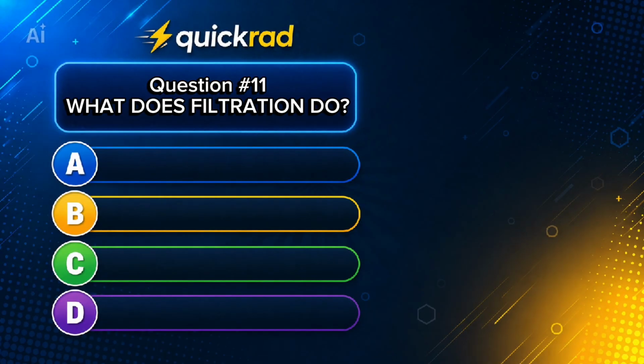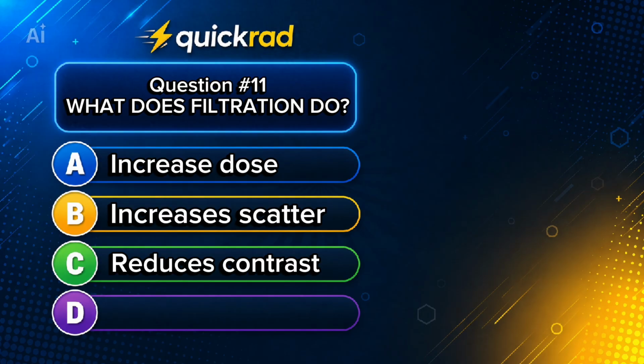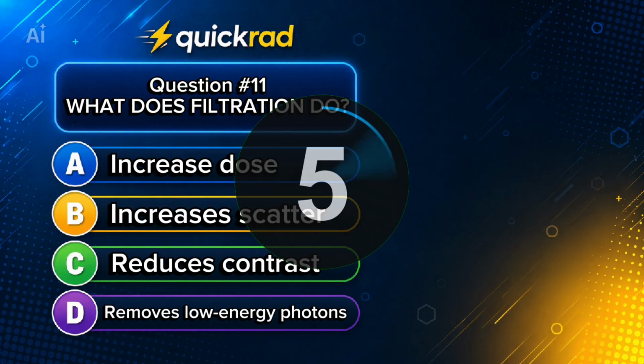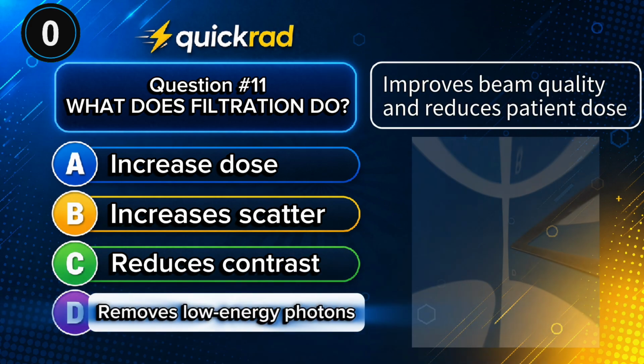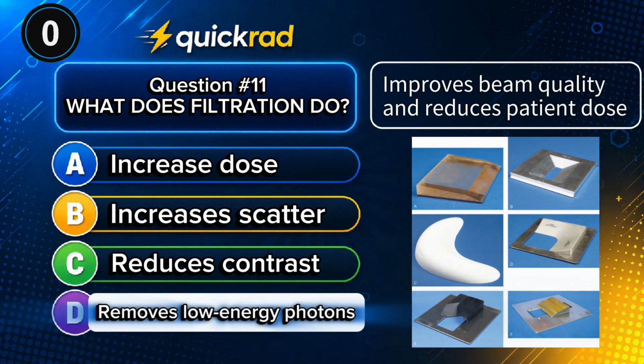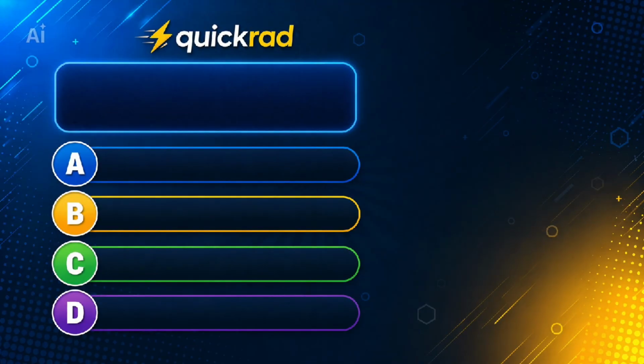Alright, let's continue. Question 11. What does filtration do? Correct answer, D. Removes low-energy photons, improves beam quality, and reduces patient dose.